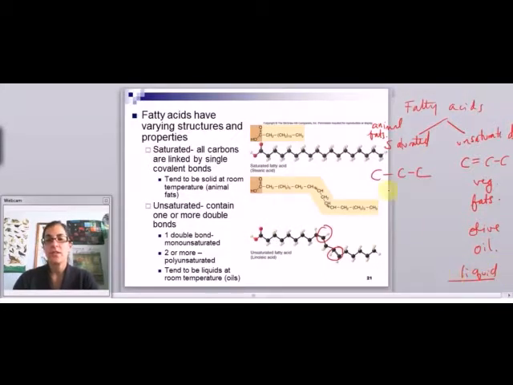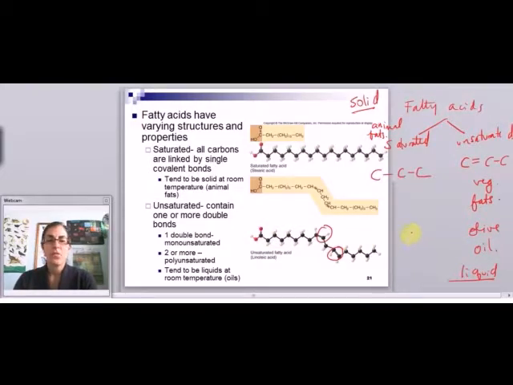Olive oil tends to be a liquid at room temperature. Saturated fats, like butter, tend to be a solid at room temperature. Basically, the double bonds keep them in a more liquid form. So double bonds make them more liquid, and having all single bonds makes them more solid. As you get more and more double bonds, it makes it more and more liquid. As you get fewer double bonds, it makes it more and more solid.